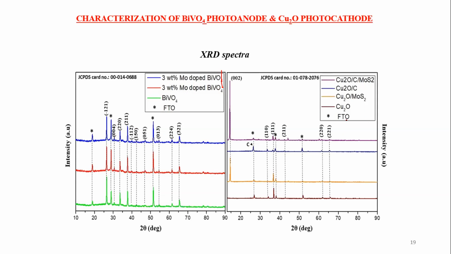Similarly, for cuprous oxide, from the XRD and also after adding carbon and MoS2, what we got was only the cubic phase of Cu2O.